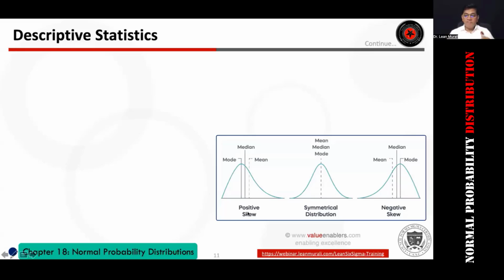Whereas if it is either positively skewed or negatively skewed, like you see here, the mean can be somewhere here, the median can be here, the mode can be here. In the negative skew, the mode is on the right side, the median is somewhere here, and the mean somewhere here. I've just pictorially represented it.